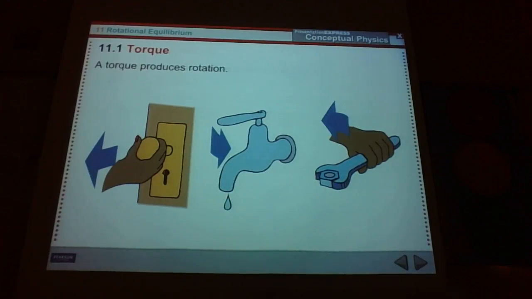These are just some examples of torque that you use every day. So when you open a door, you're using torque. Whenever you turn a water faucet on, torque.